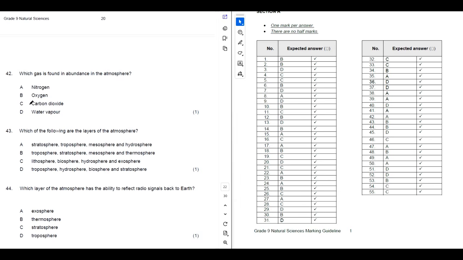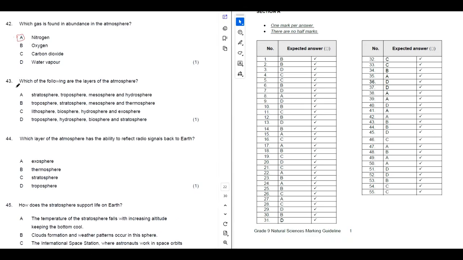And then next, we will move to question 42, which says, which gas is found in abundance in the atmosphere? And we know that that gas would be nitrogen. So that's nitrogen. So that basically means that our answer will be option A.